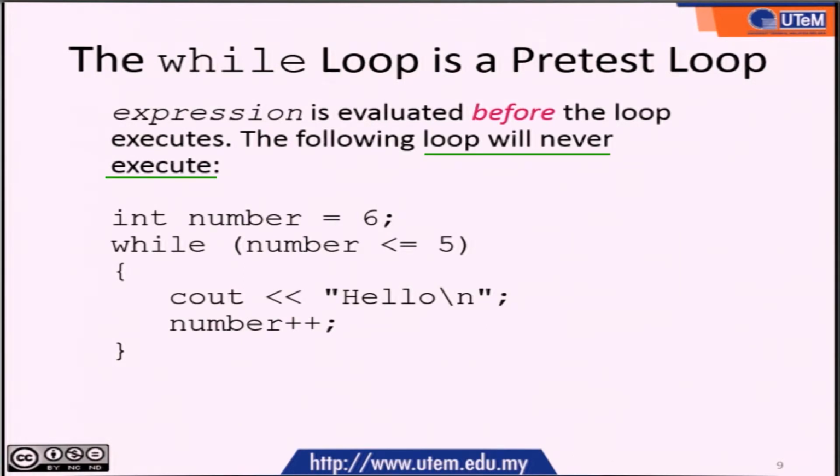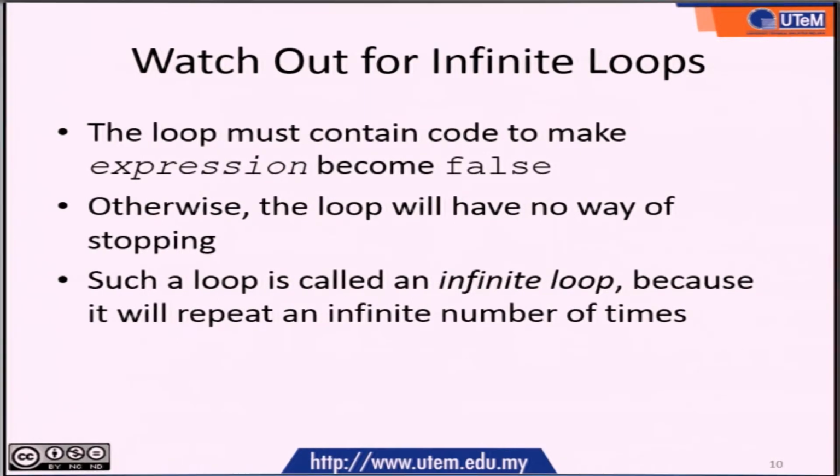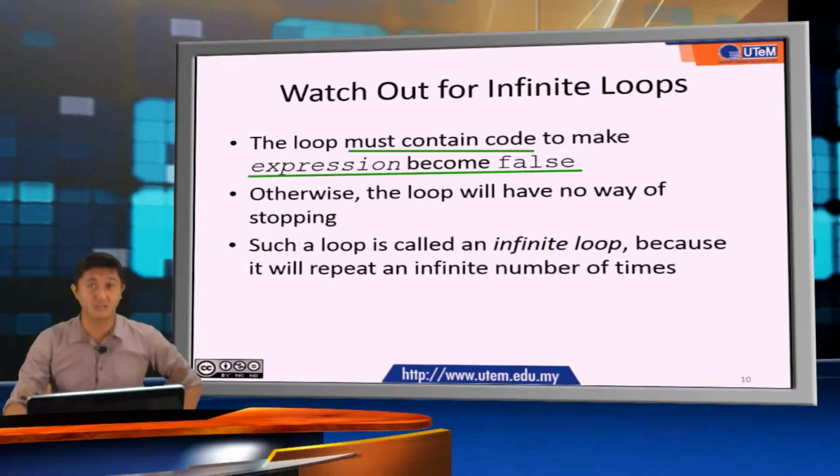As you can see in the program code here, since we initialize the variable number to be 6, causing the expression to be false on the first expression checking of the while loop, the statement inside the while loop block will never be executed. The loop must also contain code to make the expression become false, or else it will never exit the loop and run infinitely.